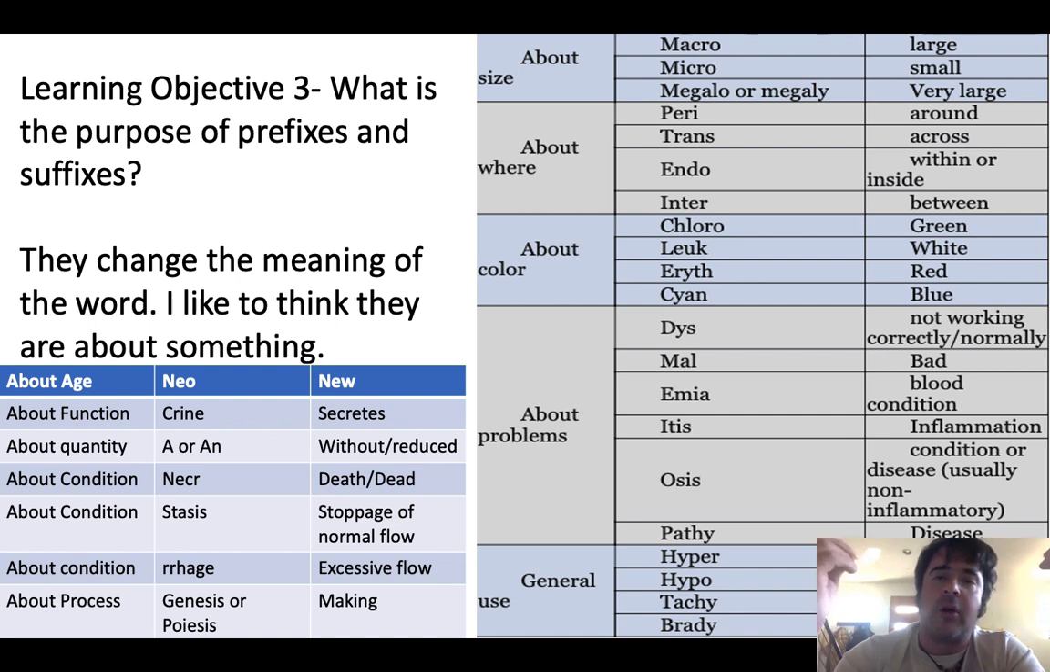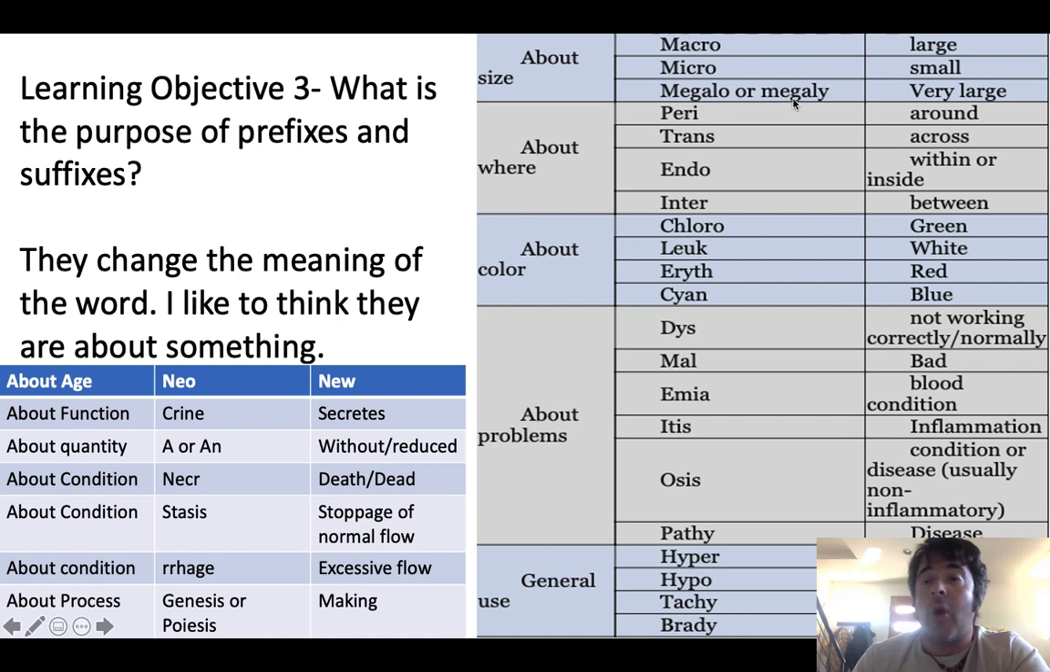So let's go ahead and look at a few of these. About size, macro means large, micro means small. So if you tack that before another word, right, you change the meaning of the word. Or megalo or megaly, right?